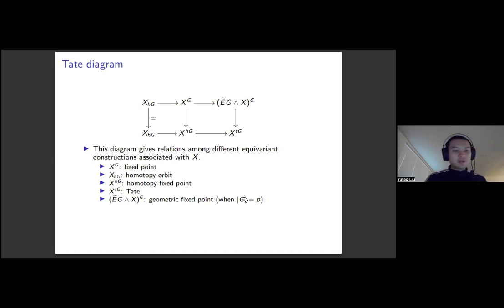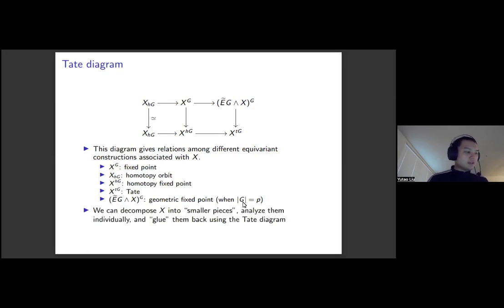The fixed point of tilde EG smashed with X is somehow related to the geometric fixed point. In particular, if the order of G is a prime number, then it is the geometric fixed point. The reason why the Tate diagram is powerful is that if you want to compute X, then you can first decompose X into smaller pieces. You can analyze them individually, and you can use the diagram to glue them back.